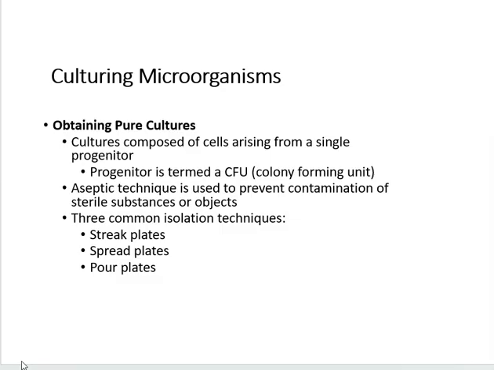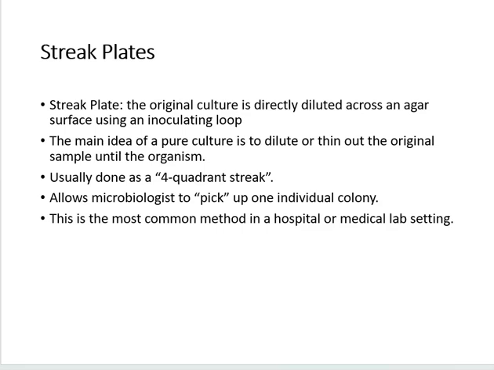All right. So we use aseptic technique to prevent the contamination of these things, and we have 3 different ways to do it: streak plates, pour plates, and spread plates. Usually in the microbiology lab, we're going to be using a streak plate because it's very quick and very fast. So we take the original culture, we go in with a loop, sterilize the loop, and pick up a small amount of that colony.